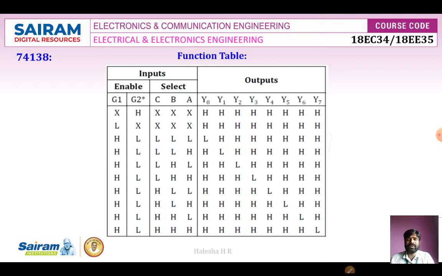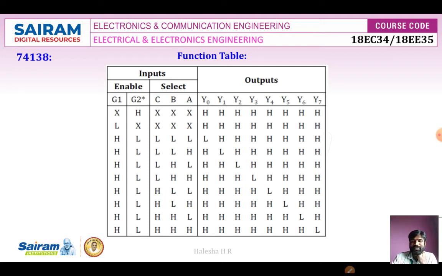Observe the first row: G1 is X, that means don't care. G2 is H, and G2 is an active low enable, so H means not selected. So whatever the CBA select inputs are, all outputs are H. That means not selected.